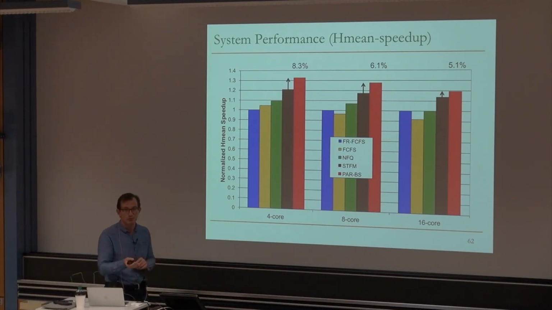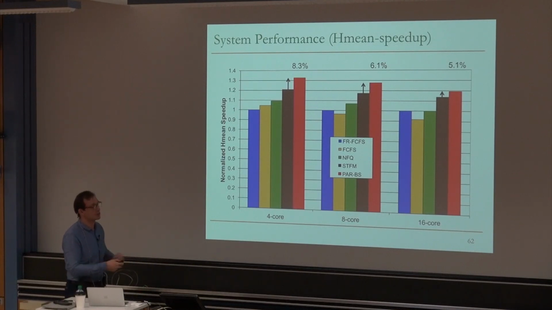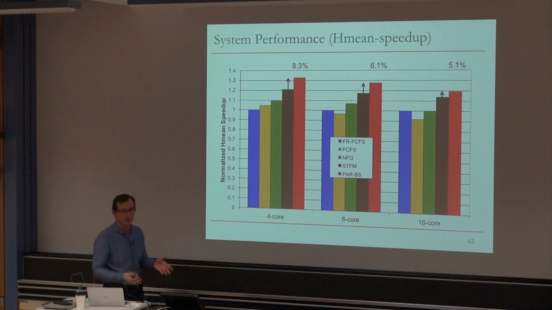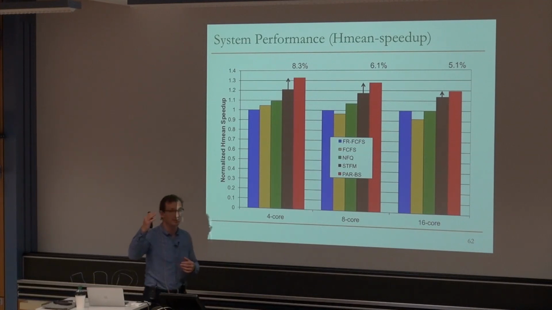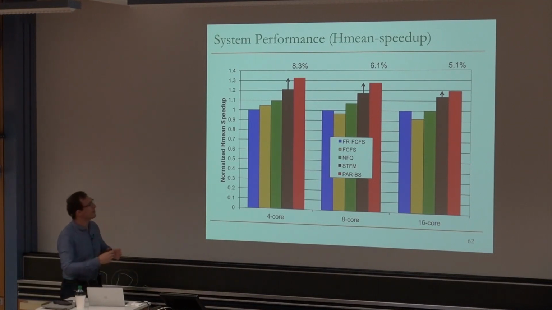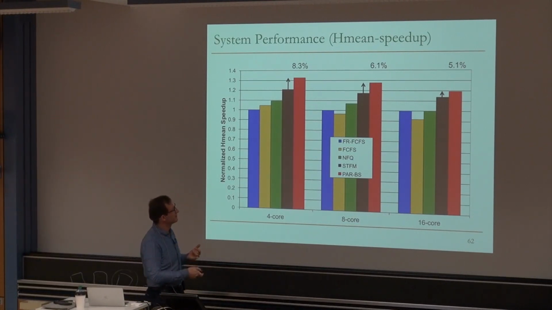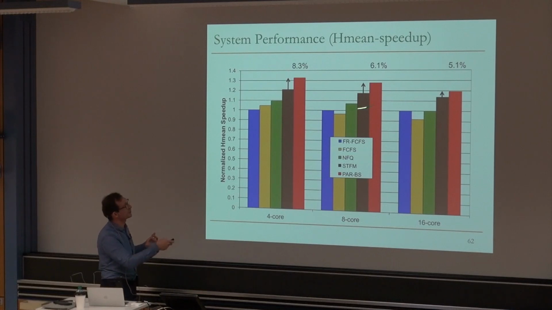So where is the performance improvement coming from? Well, certainly fairness provides you some performance improvement. Being fair actually improves performance because you're not starving some cores for a long time. You're making better progress, more proportional progress across the cores. That's one of the big reasons. That's actually one of the main reasons why STFM improves performance.